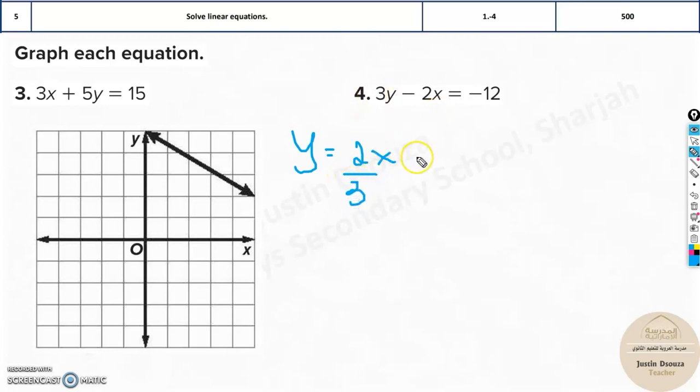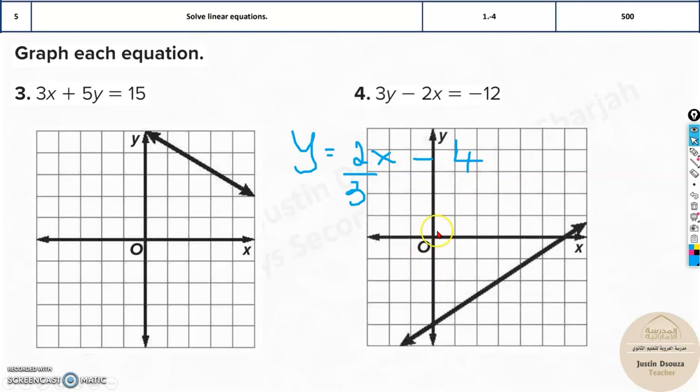Why? Because I'll just do it straight away. 12 divided by 3 would be 4. That's minus 4. So the y-intercept, the graph should touch minus 4. 1, 2, 3, 4. Yes, absolutely. And the slope is upwards, so it moves upwards. So this is the answer.